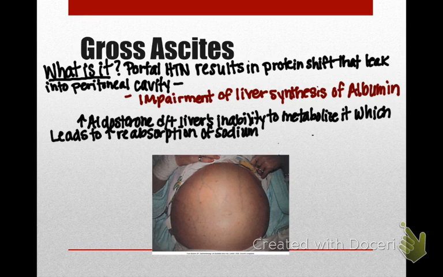So therefore, what does aldosterone do? Hold sodium. Water follows sodium. Because the liver is not able to metabolize aldosterone, you're going to have increased reabsorption of sodium. Hence, all this swelling in your abdomen, all this fluid.